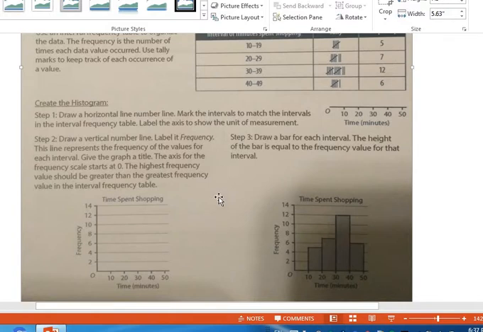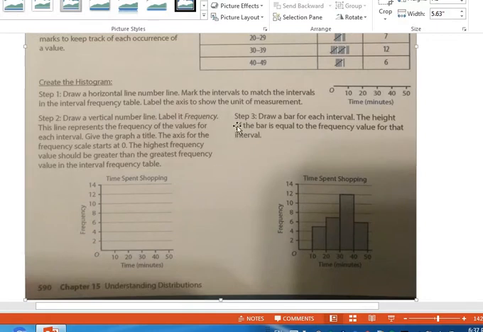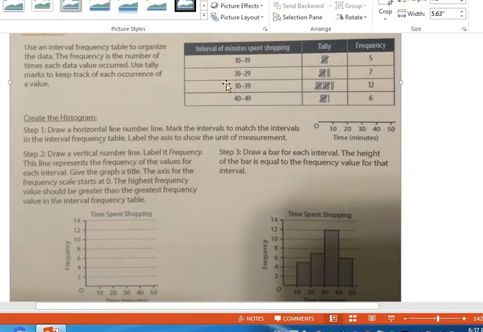So I want to show you the example and how we can solve it. It's very easy. From 10 to 19, I have 5, so I go up to 5 here. From 20 to 29, I have 5 and 2, so 7. So between 6 and 8, yes, 7.